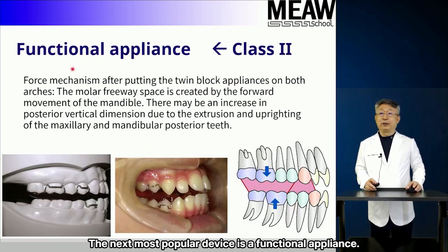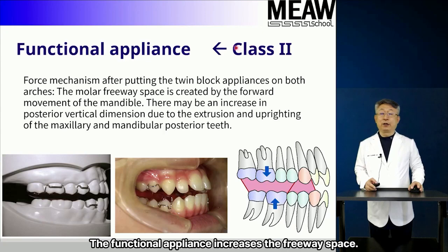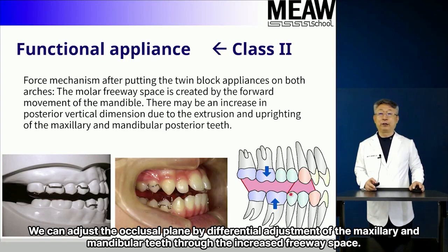The next most popular device is a functional appliance. Functional appliance is used a lot to position the mandible anteriorly, especially in the case of class 2 malocclusion. The functional appliance increases the freeway space. We can adjust the occlusal plane by differential adjustment of the maxillary and mandibular teeth through the increased freeway space.